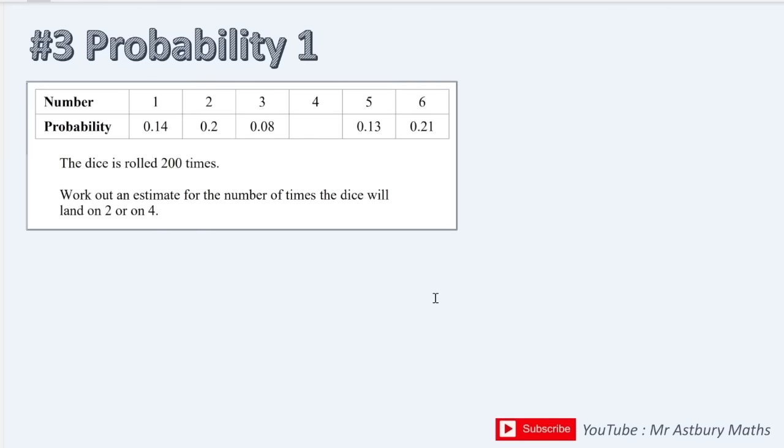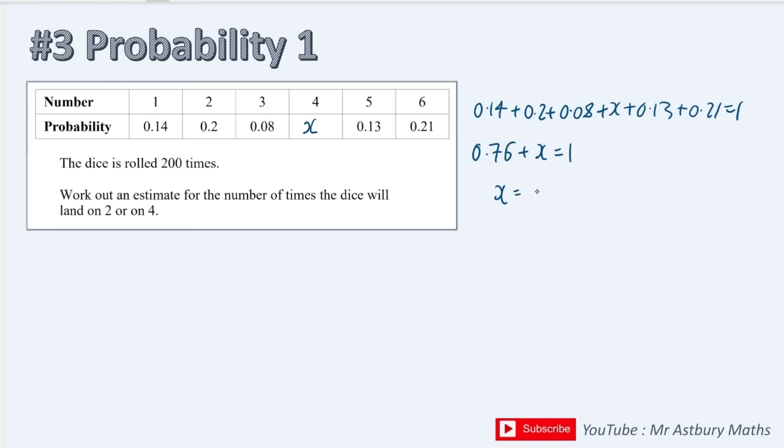Next example, we have a similar probability distribution table, and we've got this one here missing, so I'm going to call this one X. And once again, I'm going to add up all of the probabilities, and I'm going to write that this is equal to 1. This gives me 0.76 plus X is equal to 1. So subtracting 0.76 gives me that x is equal to 0.24.